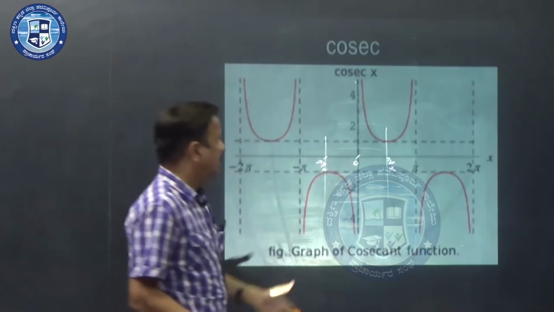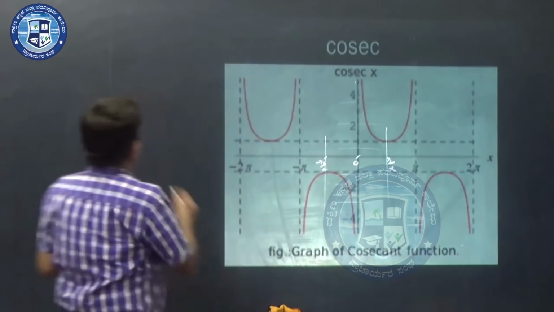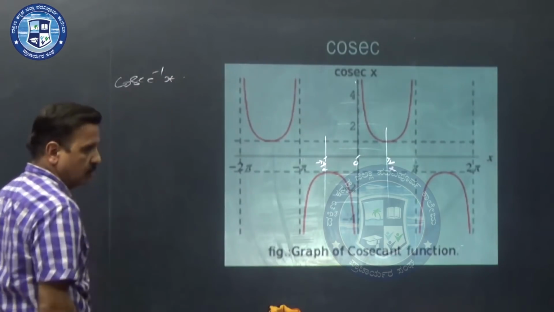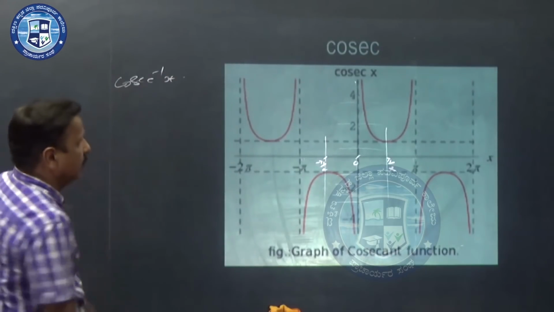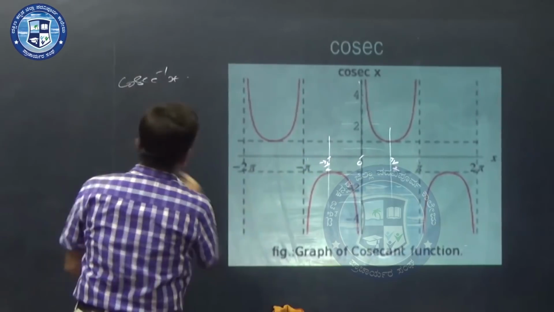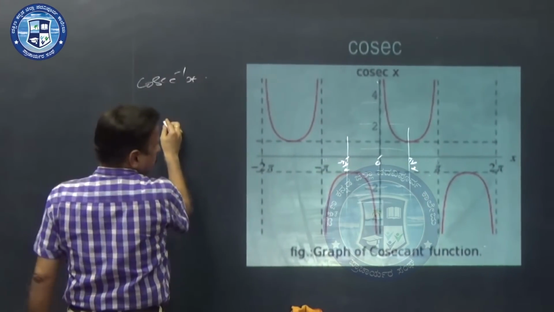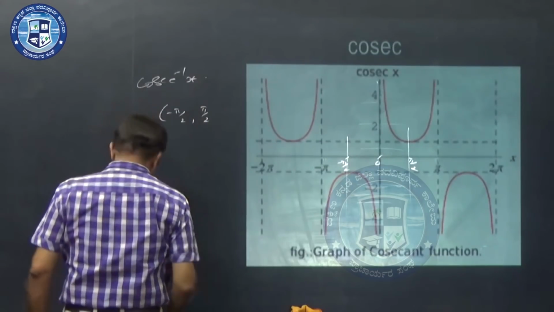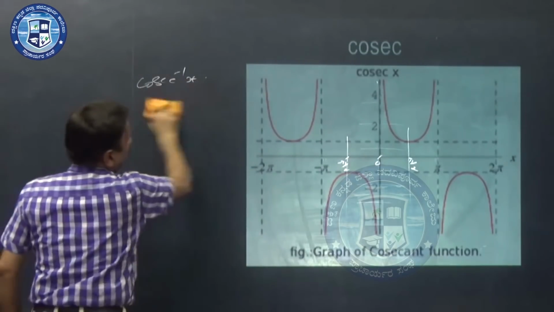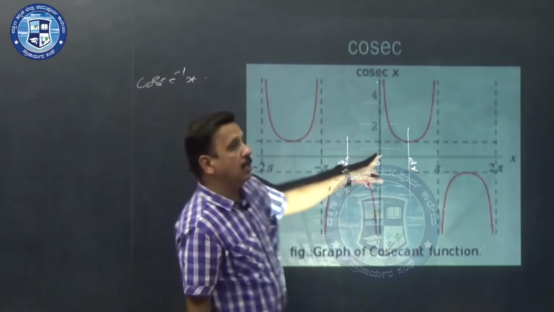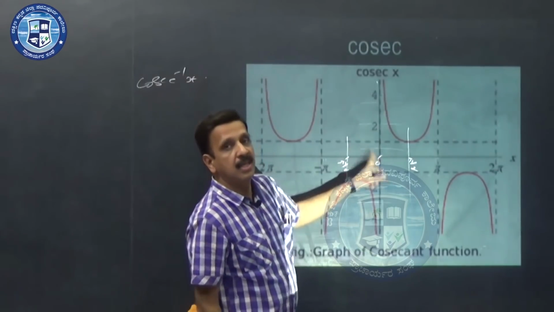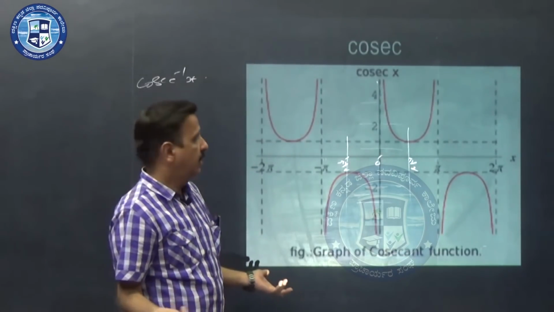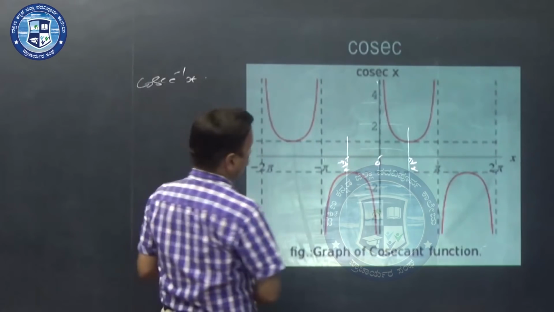It does not exist. That is why, in the cosec inverse function, you already know how the cosec inverse graph looks. We will discuss that. But the range, when you consider it, will be between minus pi by 2 and plus pi by 2, but 0 is not included. In the range of cosec inverse x, 0 is not included. So, you have that cosec inverse function.